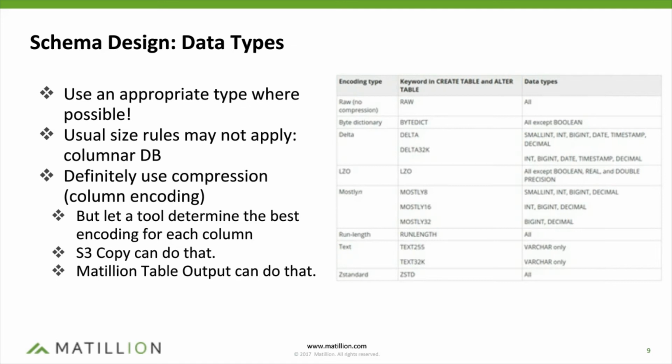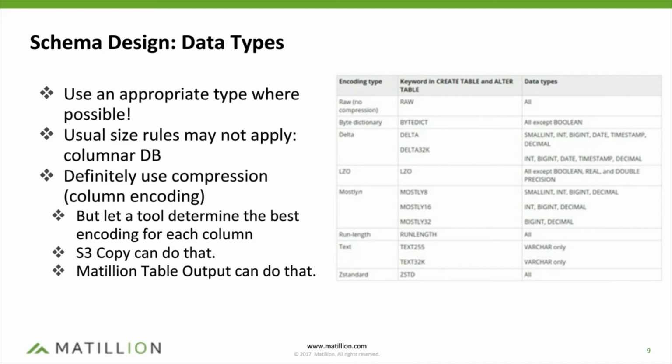The usual size rules that you might apply to a normal relational database, where you're trying to get every ounce of performance out of it, might not apply to Redshift, which has a totally different architecture. The format of the data on disk is highly compressed, so shaving a few bytes off of each char field is really not going to make any difference in the real world, unless you've got a really specialized use case.